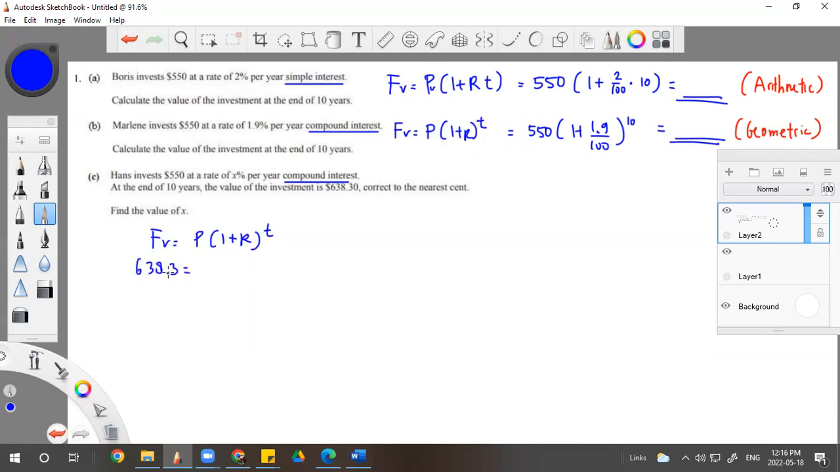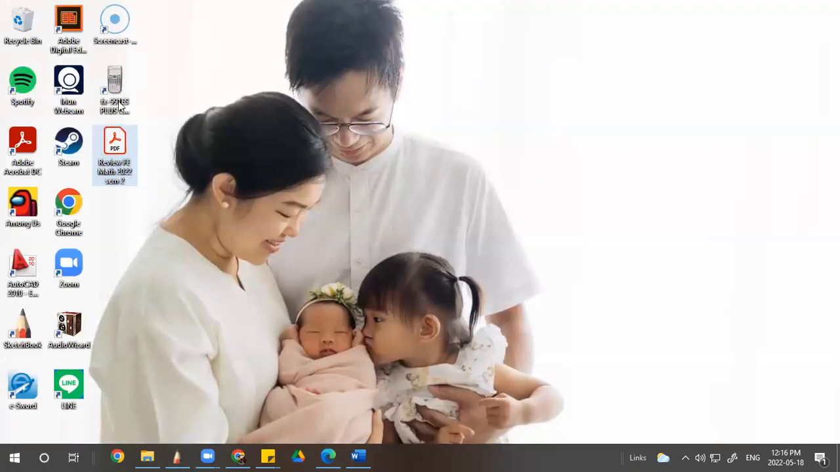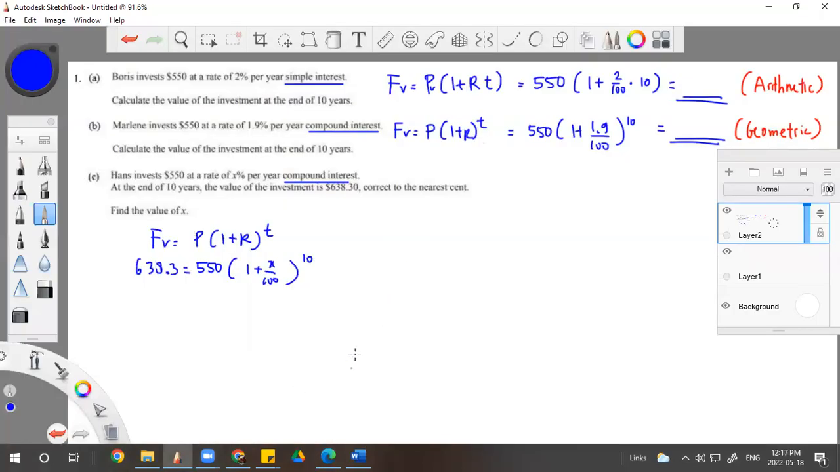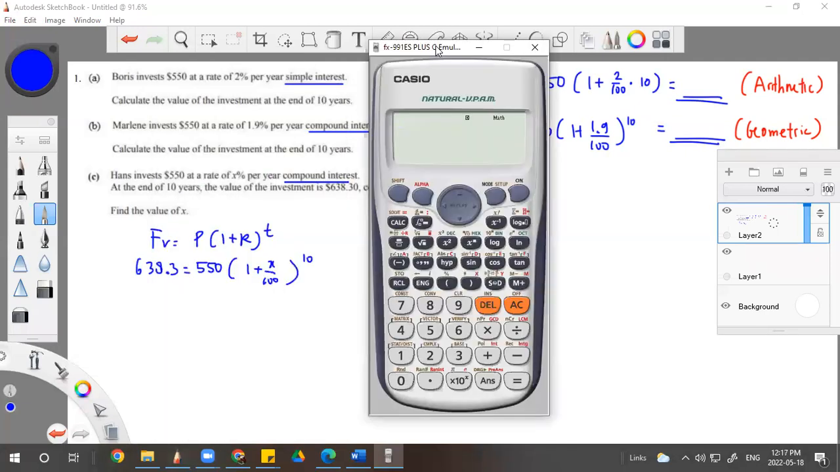638.3. I just ignore the zero and use: 638.3 equals 550 times (1 + X/100), to the power of 10. Okay, this is challenging, but if we have the calculator, you don't have anything to be worried about. Okay, let's do this question. So what to do first? You divide 638.3 by 550. That's the first thing that you need to do.